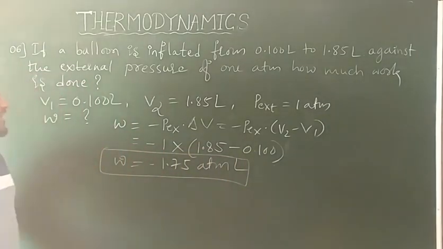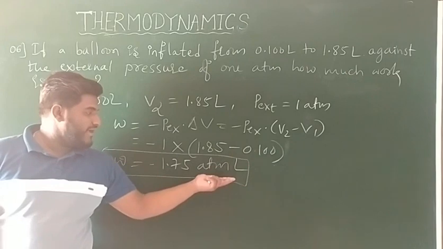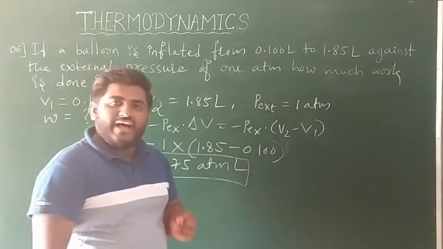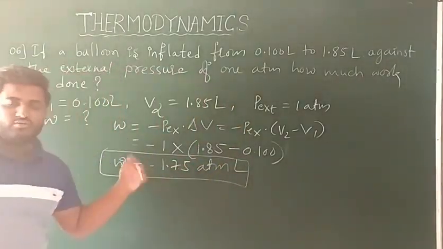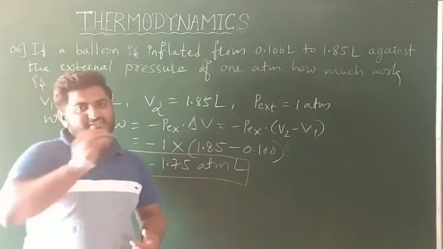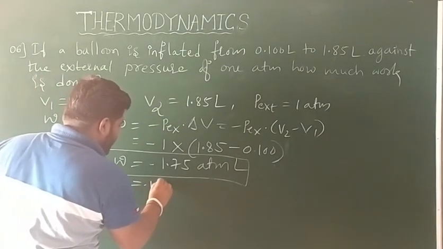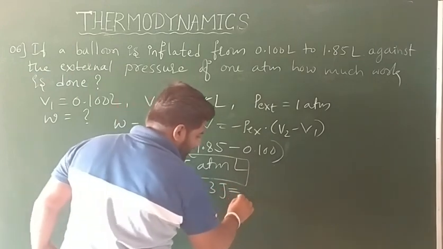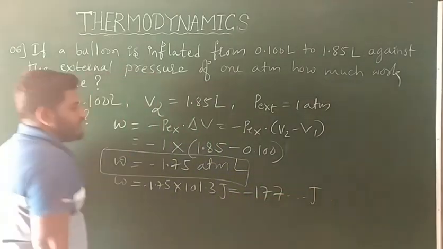Minus 1.75 atm per liter. In this way we have the work, and whatever the work is, it should be in joules. To convert atm liter into joules, you have to multiply by 101.3. This example we have discussed earlier. So multiply here: W is equal to minus 1.75 into 101.3 joule. You are getting minus 177 point something joule here.